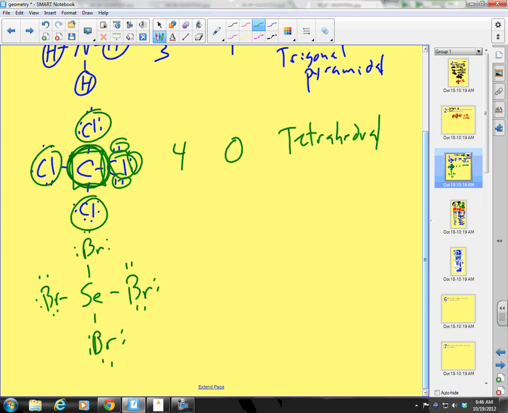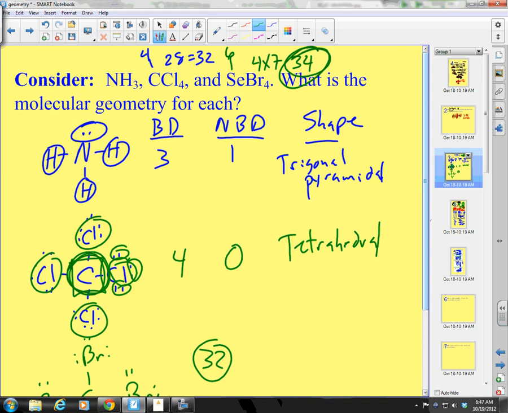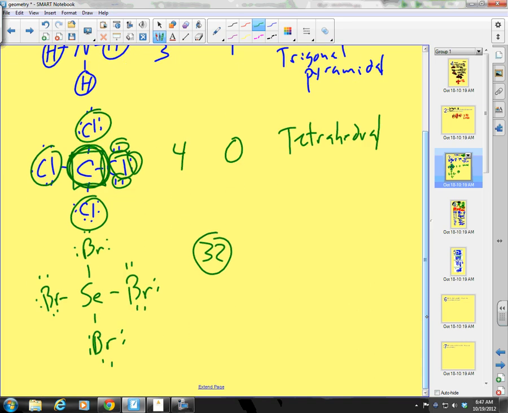And count 2, 4, 6, 8, 10, 12, 14, 16, 18, 20, 22, 24, 26, 28, 30, 32. So I have 32 electrons. But how many do I need to have? I need to have 34. So that means I need to add 2 more electrons. Where do they go? They go on my central atom.